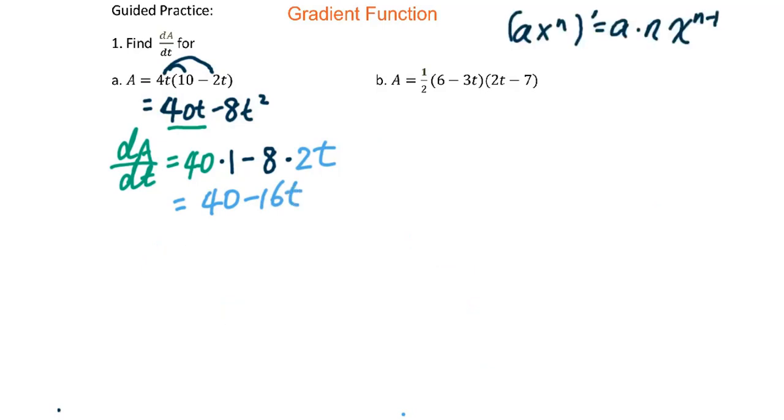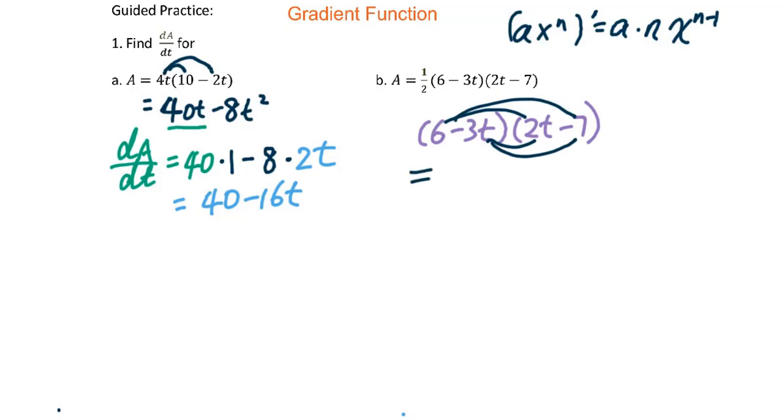Now let's go to B. For B, first of all, we need to get rid of this parentheses. So we do FOIL. We do 6 minus 3t times 2t minus 7. 6 times 2t, that's 12t. 6 times negative 7, that's negative 42. Negative 3t times 2t, that is minus 6t squared. Negative 3t times negative 7, that is 21t.